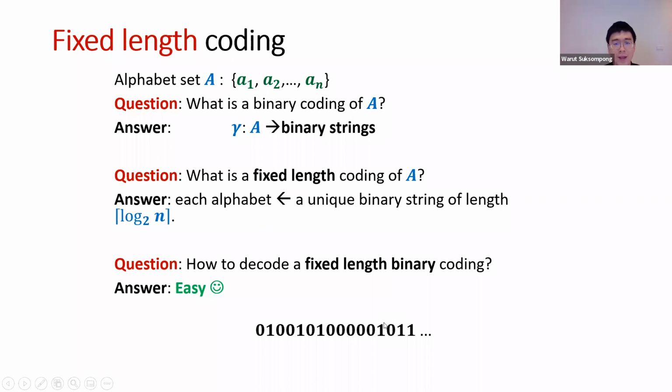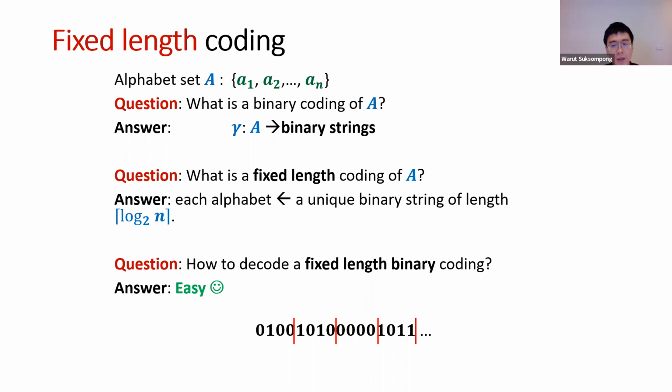You know that each 4 bits form a character. So you divide the sequence into groups of 4 bits, and then you decode it. You look at what 0110 corresponds to, which letter, what 1010 corresponds to, which letter, and so on. So it's easy to decode.